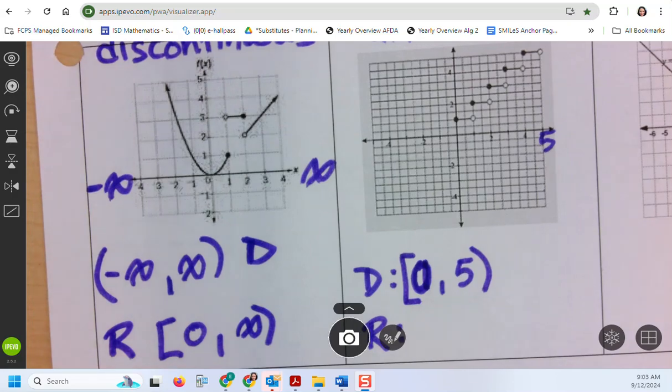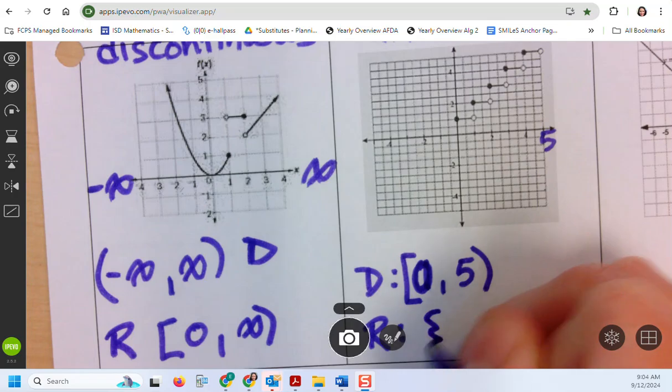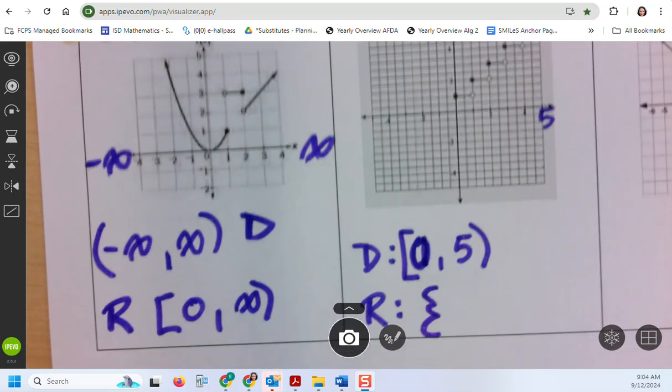Okay. All right, guys. To list the range, we're going to list the single numbers because there are no intervals here. Those flat lines are just at single numbers. So we're going to use set notation. That's a set, a fancy bracket.